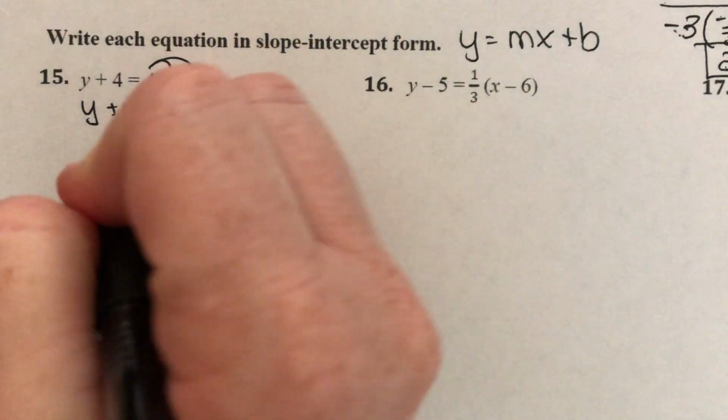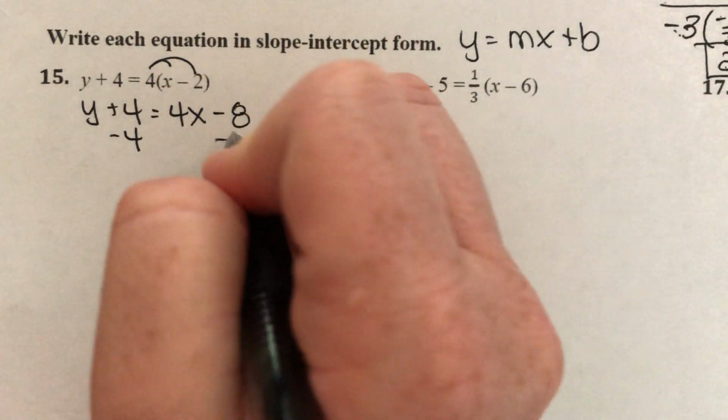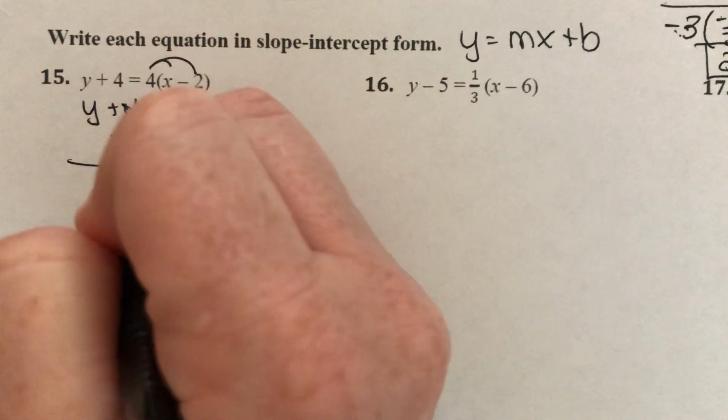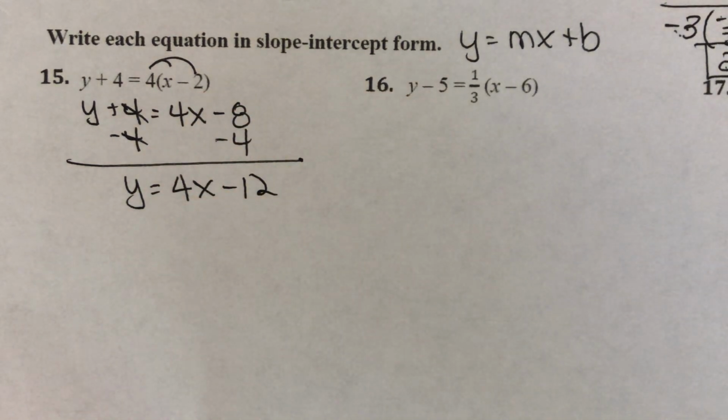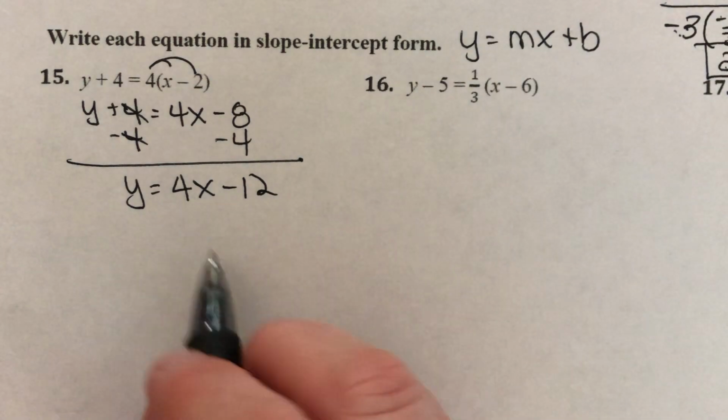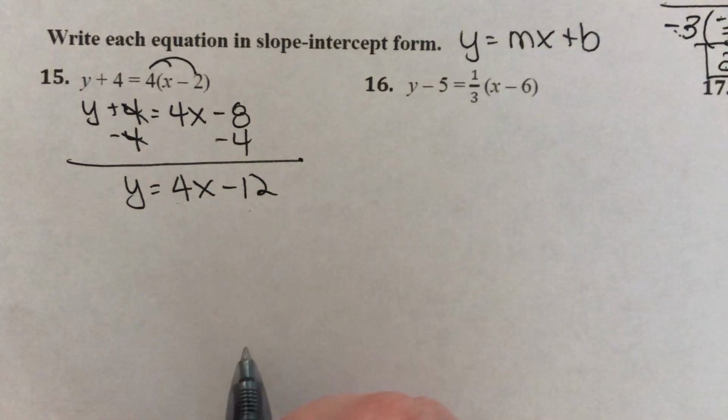And then I want y by itself, so I get rid of 4. And I have to do the same thing here. Y equals 4x minus 12. Done. Y equals mx plus b. Done. The slope is 4. The y-intercept is negative 12.